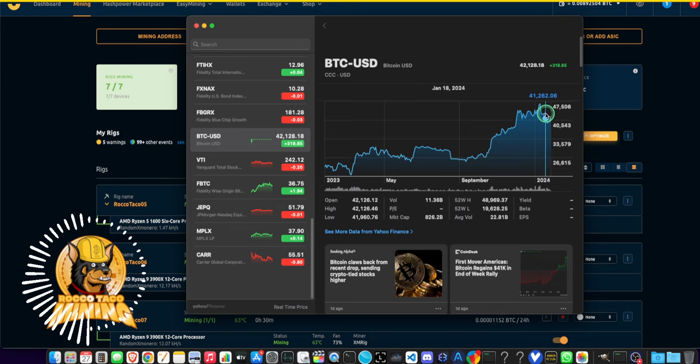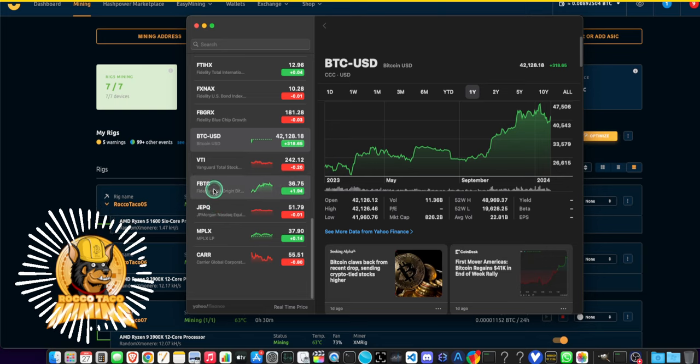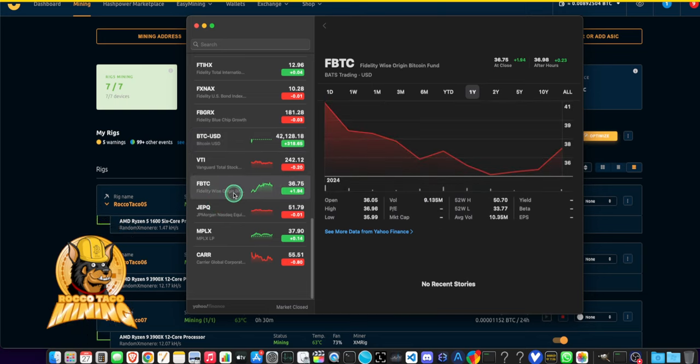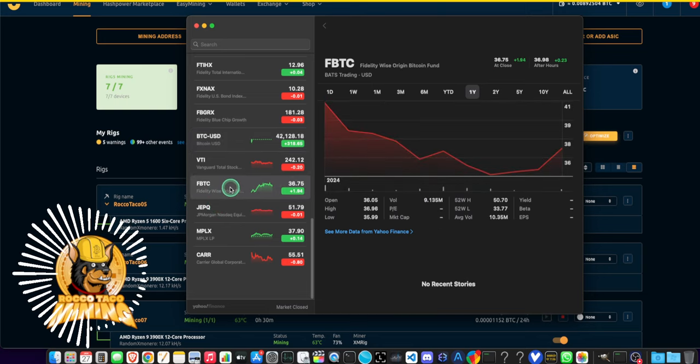Not too bad. I do have this little guy right here, this FBTC. Fidelity, that's their Bitcoin ETF. They are waiving all fees until August 2024. So if you want to get into it, do it.